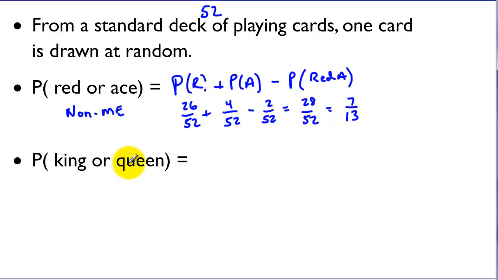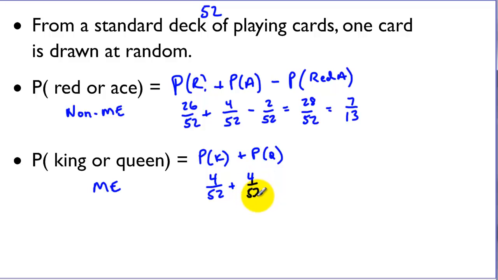Now, for kings and queens, there's not a single card that's both a king and a queen, so these are mutually exclusive. So we just have to add the probability of a king plus the probability of getting a queen. There's 4 of each, so 4 out of 52 and 4 out of 52. So we get 8 out of 52, or divide that by 4, we get 2/13. So those are OR conditions. Again, we're adding the probabilities, but you have to consider whether they are mutually exclusive.